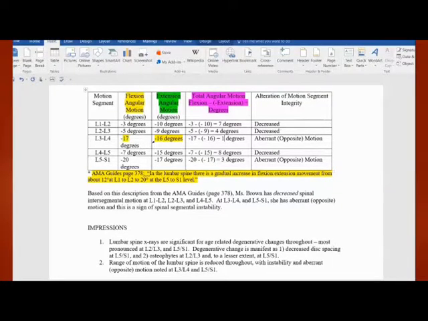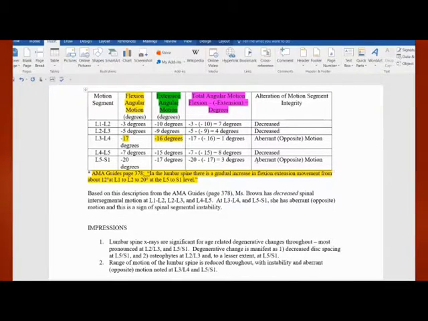Okay? At L4, L5, we have minus 7 moving into minus 15. That's a total angular motion of 8 degrees. Again, representative of decreased angular motion, because we should be moving towards 20 degrees at these lower levels. And then at L5, S1, we have another example where the vertebrae are flexing rather than extending and giving us lower negative values on extension than we see on flexion, resulting in 3 degrees of aberrant or opposite motion.